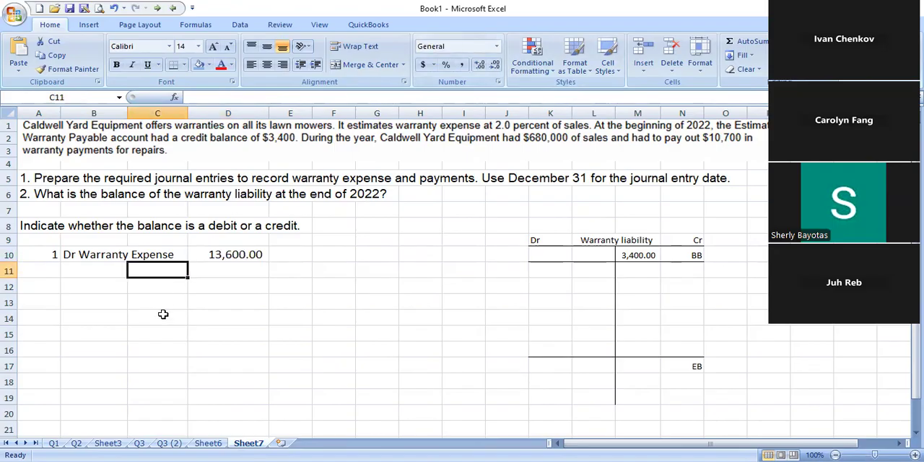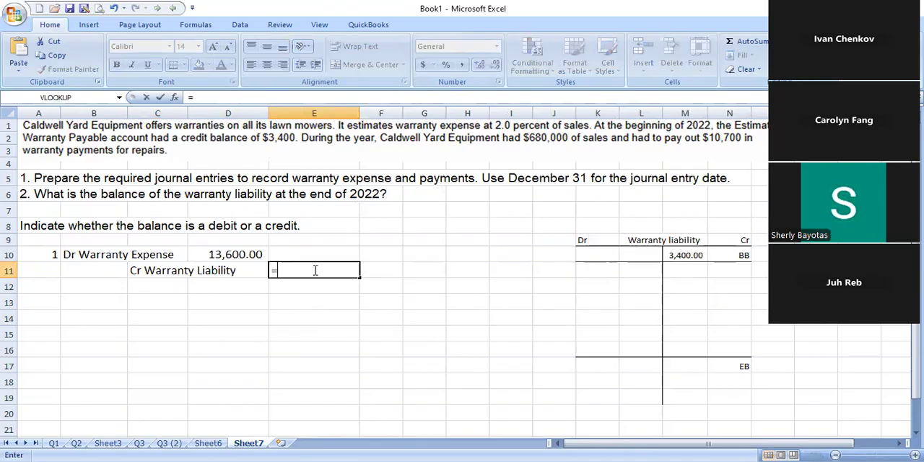And as Caroline says, let's go with credit estimated warranty payable, but in this case, we're just going to stay with warranty liability, which will be exactly the same amount, which is $13,600.